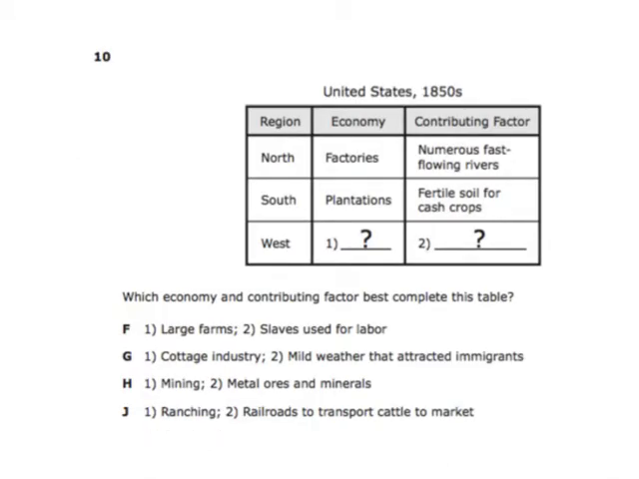United States 1850s, you have region, economy, contributing factor. So the North had factories, and the reason they had that was because they had numerous fast-flowing rivers. The South had plantations because they had fertile soil for cash crops. The West, well, what kind of economy did the West have, and what were the contributing factors to it? So which economy and contributing factor best complete this table?